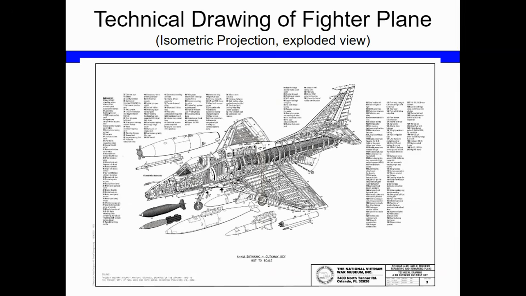And then, of course, you can see very complex types of isometric drawings as well. Here is one of a fighter plane showing all the different aspects of a bomber jet. And you can see the different cutaways, you can see how it is taken apart and shown all the different areas and aspects of that drawing.